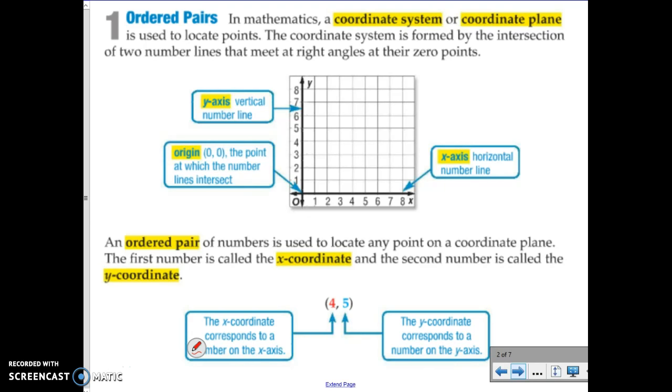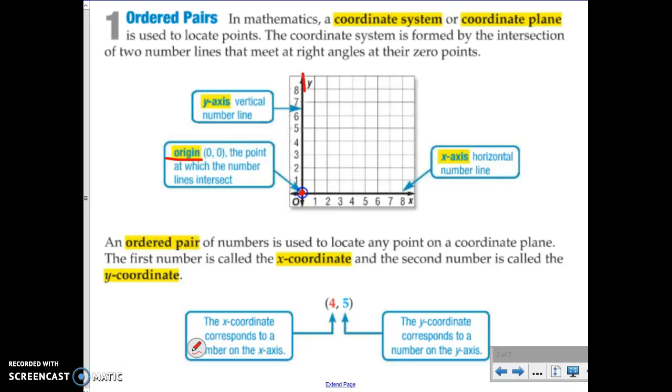to locate points. The coordinate system is formed by the intersection of two number lines that meet at right angles at their 0 points. Here is where they meet at right angles at their 0 points, and that is referred to as the origin. The ordered pair containing the origin is 0, 0.